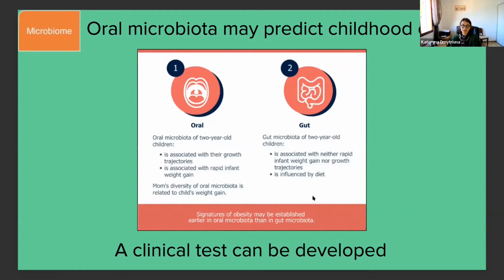So it seems like the signatures of obesity may be established earlier in oral microbiome than in gut microbiome. And this suggests that a clinical test can be developed, that if we sample the microbiome of a child, we have predictive power of saying whether this child will develop obesity or not.